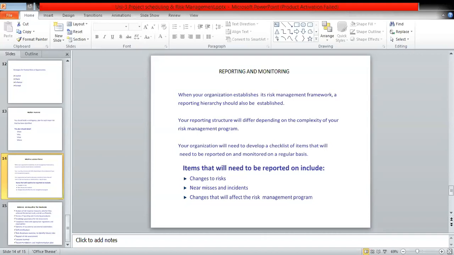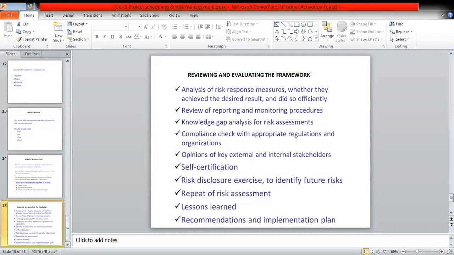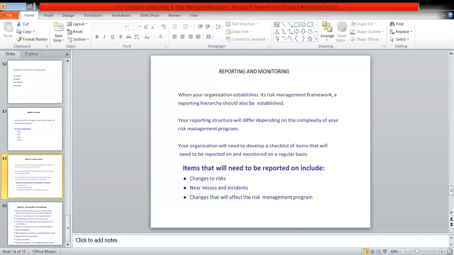So when your organization establishes its risk management framework, a reporting hierarchy should also be established. Yes, that is the thing. When your manager and the people who are working on that particular project manage the thing, they work very hard for that project. That's why they complete the project. Whatever the framework, whatever the reports they have shared with you, right? You need to fulfill it. You need to complete it. What if? So that is the work.